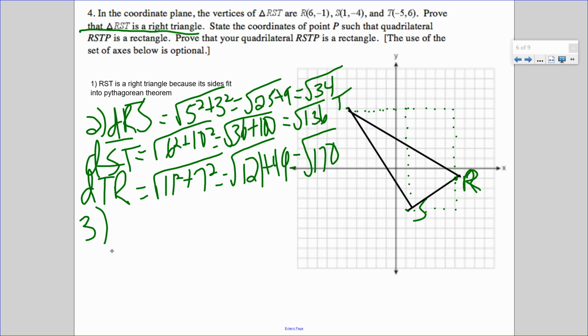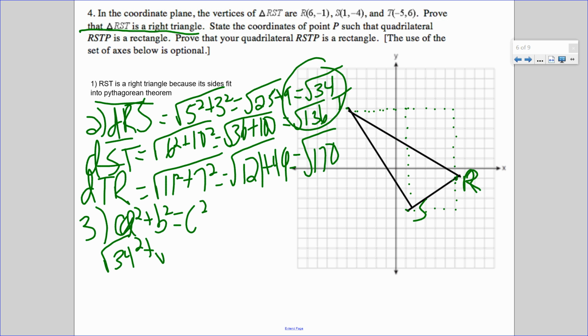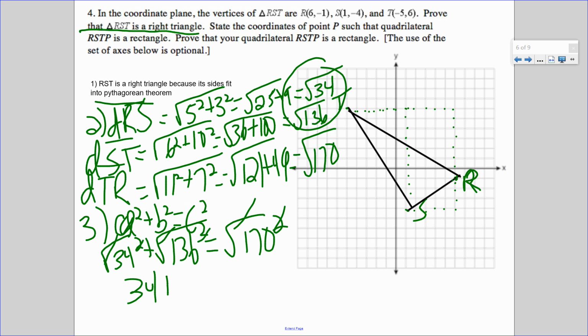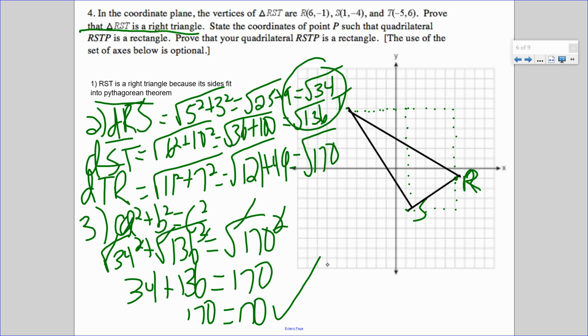So I said here that to show they fit in the Pythagorean theorem, A and B are the legs. Rad 34 squared plus rad 136 squared equals rad 170 squared. Show the squares in the radical cancel. 34 plus 136 equals 170. 170 equals 170. And the first part of the question is done.